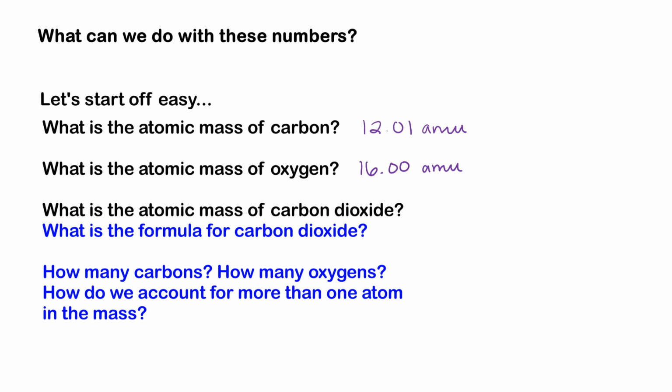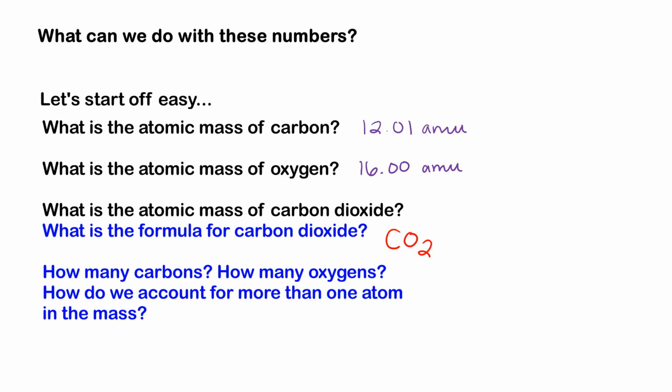So we can take these two individual atomic masses and we can actually figure out what is the atomic mass of carbon dioxide. In order to do that, what's written in blue are going to be the steps that we have to take. The first step is we have to figure out what is the formula for carbon dioxide, and this is one we should know from biology. The formula is CO2, and so that means that we have one carbon and two oxygens. And so if we're trying to calculate the atomic mass for the whole molecule carbon dioxide, we have to use that formula to help us in our calculation.